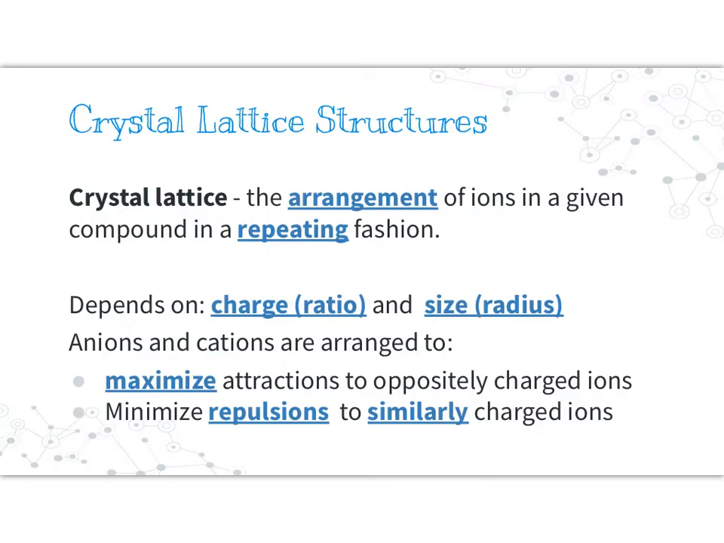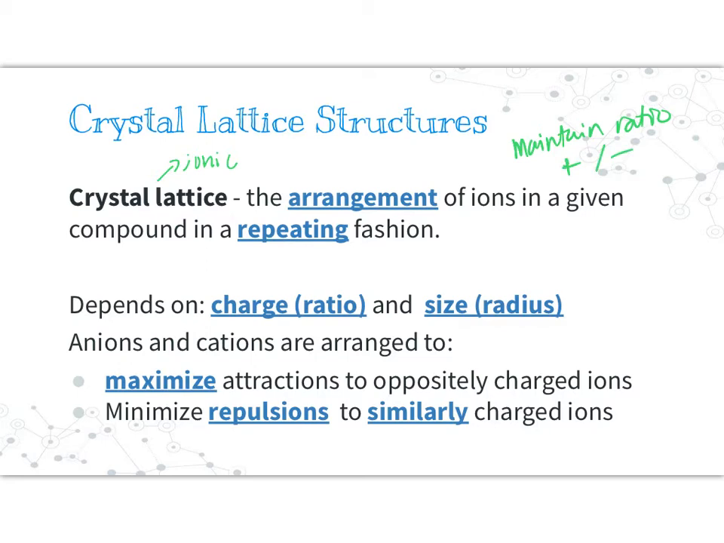So we talked a little bit about that as a crystal lattice. It's the arrangement of ions in a given compound in a repeating fashion. So ionic crystal lattices are what we were looking at earlier. And all they have to do is have some fancy structure, and it's repeating. It can be predicted, and it will look the same throughout. They just maintain their ratio of positives and negatives the whole time.